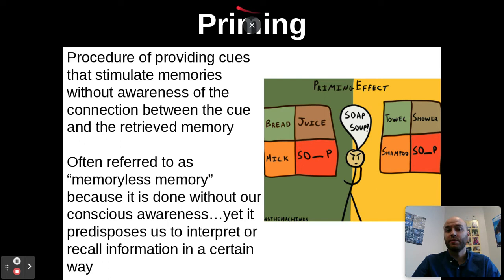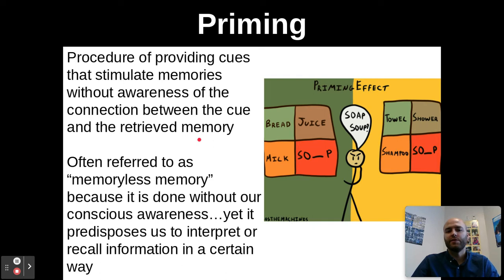Okay? And priming is another retrieval cue. And it's a procedure of providing cues that stimulate memories without awareness of the connection between the cue and the retrieved memory. So you remembered how to spell bear, but you spelled the specific type of bear because I was priming your brain to spell it that way. Okay. For example, if I gave you the list of bread, juice, milk, what are you going to put in there? Versus towel, shower, shampoo, that becomes soap. But this one's soup, right? But it's the same exact situation, just different priming words around it, different context around it.